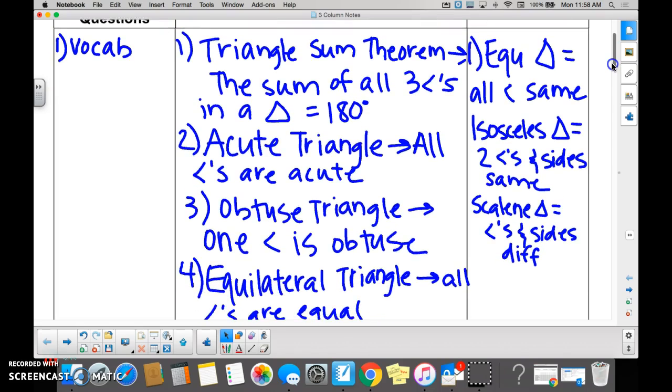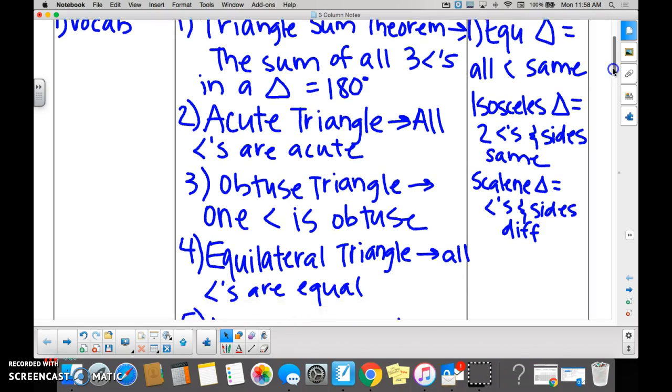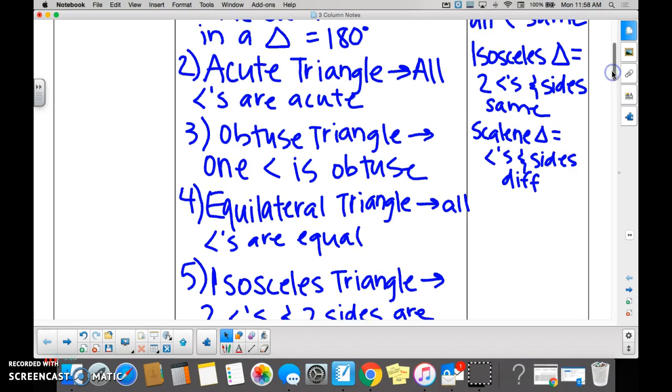Okay, acute triangles, all angles are acute. Right. Obtuse triangles, one angle is obtuse. Can we have all three angles be obtuse? No. Only one. Good. We have equilateral triangle, all angles are equal.